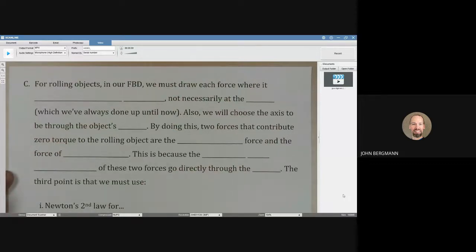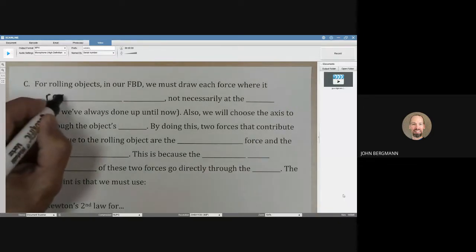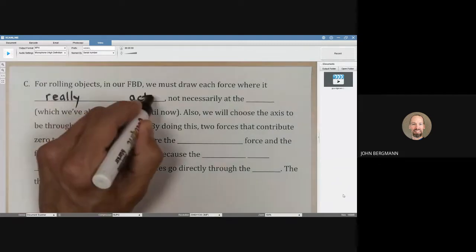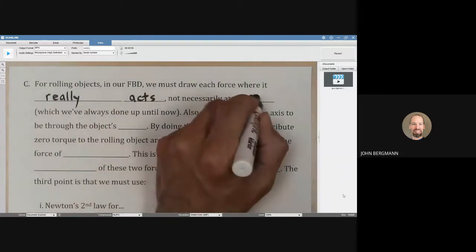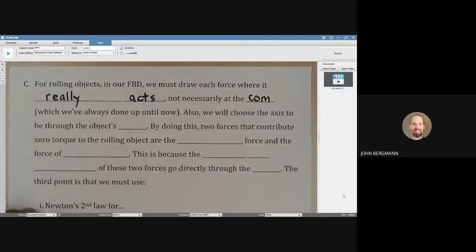For rolling objects, in our free body diagram, we must draw each force where it really acts. Not necessarily at the center of mass, which we've always done up until now. Whenever we've done Newton's second law, we've always assumed that all of the forces are acting at the center of mass. You cannot do that when you're dealing with rolling objects.